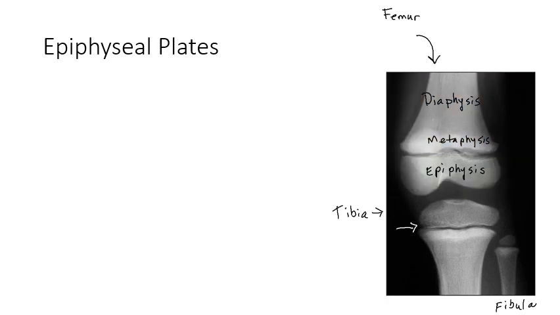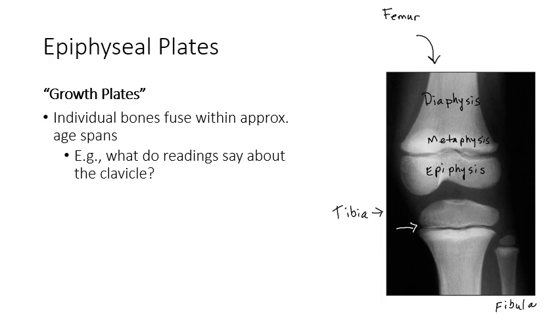Get rid of those. So these growth plates, they are visible not only through X-ray, but when people find remains, archaeological remains or forensic remains, this is one of the things that people are looking for. So our individual bones, they fuse within approximate age spans.